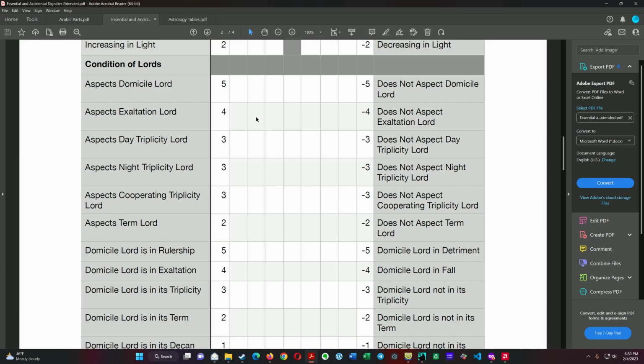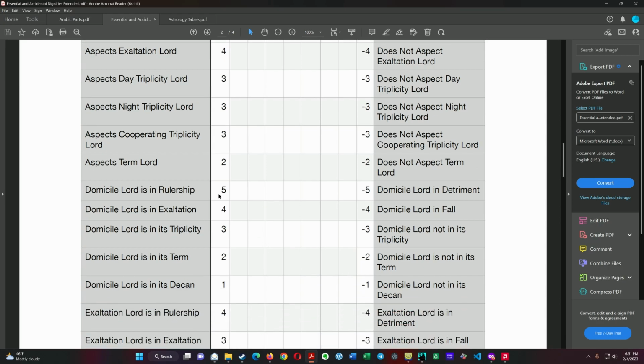Exaltation lord, same thing. It gets fewer points, but also loses fewer points. Triplicities, term lords, anything that can give the planet help in a peregrine sign, or even in its own sign, it's going to gain or lose points. You can have planets that are not in domicile, but they have all these other dignities, and they're with their sect mates and their triplicity lords. Well, that's going to very much help them. And so I go through all of it.